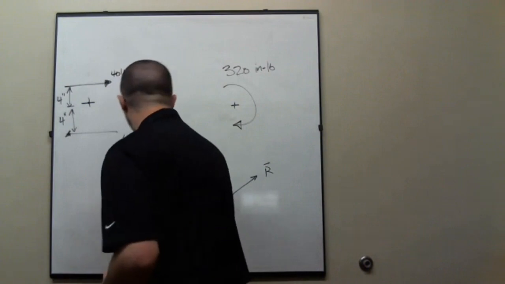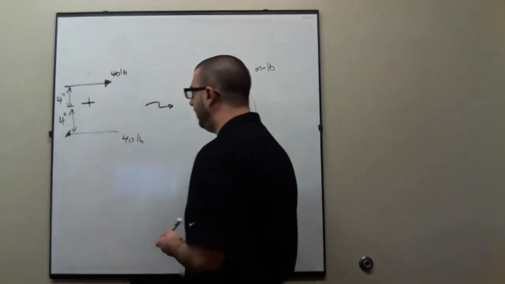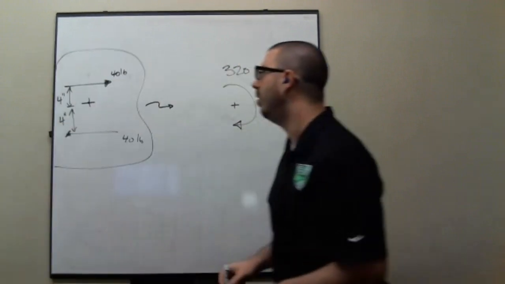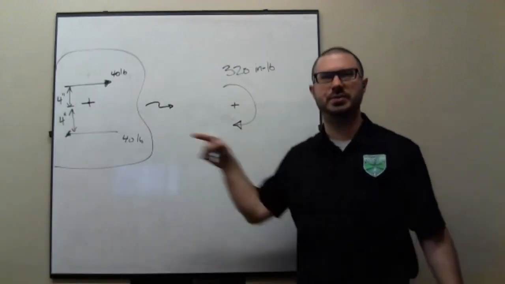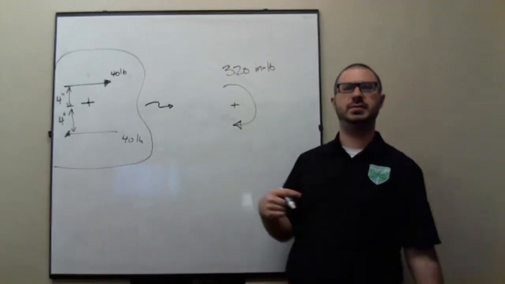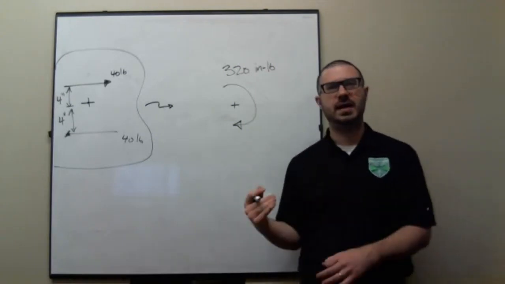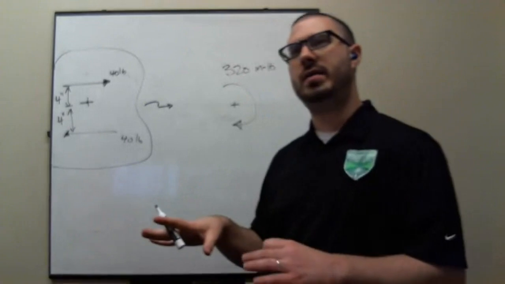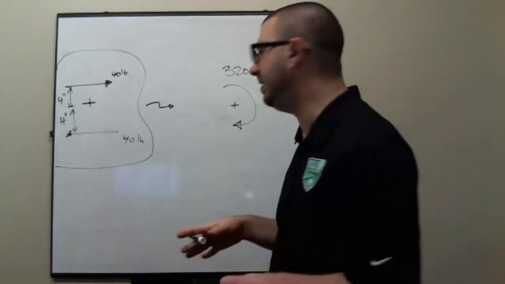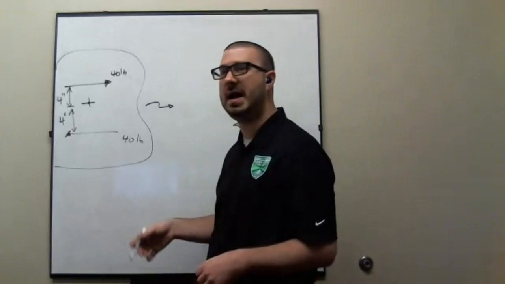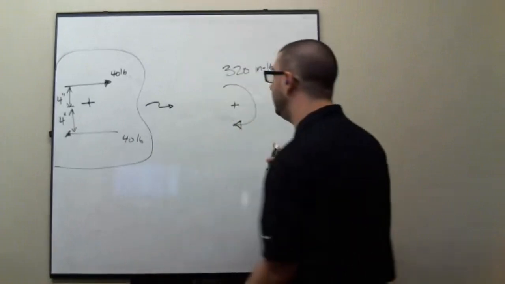Well, think about this system from a resultant perspective. If I'm looking at this system here, well, I've got 40 pounds to the right and I've got 40 pounds to the left. There's no net force in the x direction. So if I were to try and develop an equivalent system, the forces don't matter, because 40 to the right, 40 to the left, that doesn't matter. What does matter, however, is the moment.